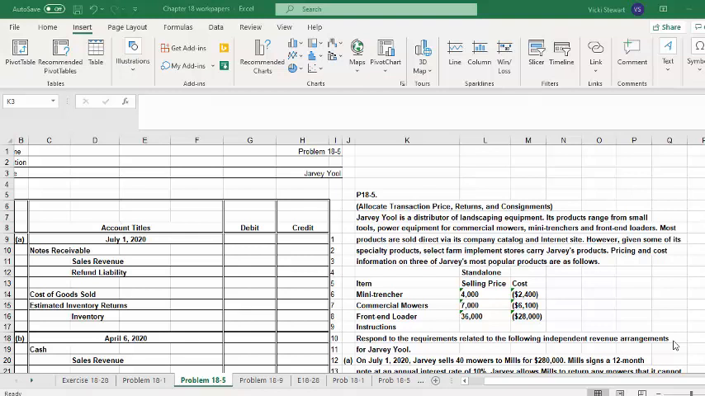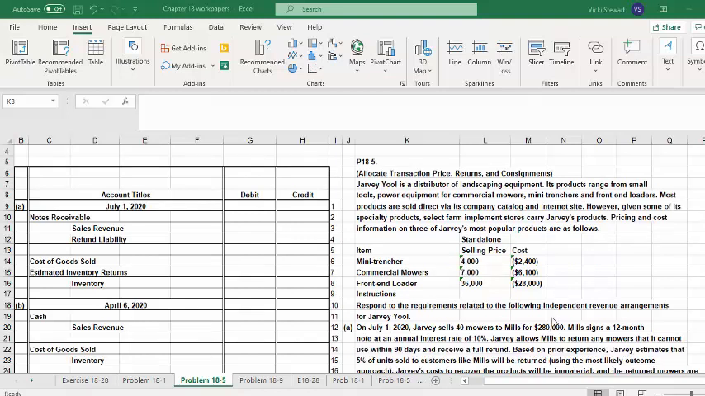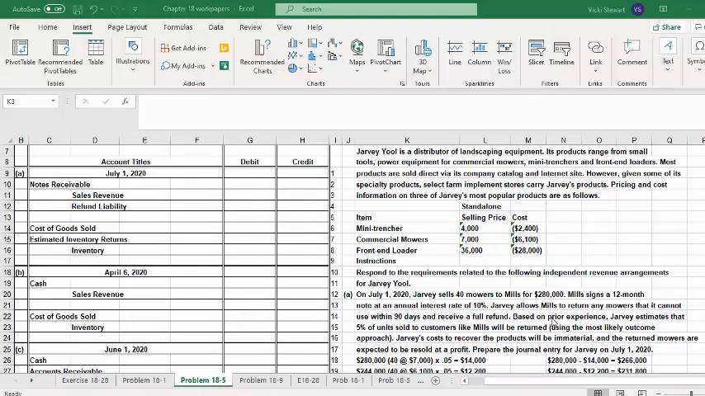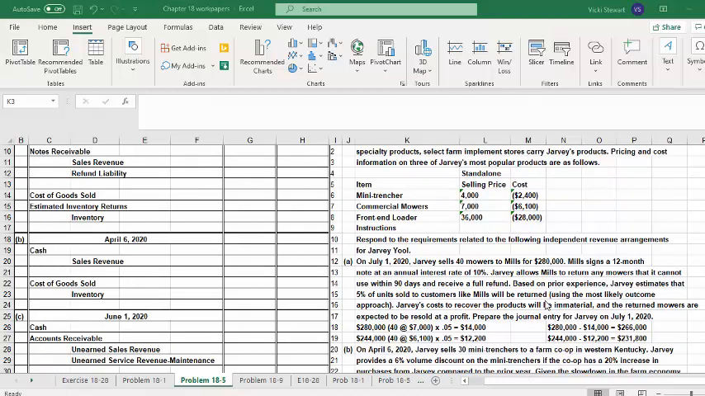Pricing and cost information on three of Jarvie's most popular products are as follows, and the problem gives us three items: the mini trencher, commercial mowers, and front-end loaders, and gives us their standalone retail selling prices and the cost for each one of these items. The instructions state to respond to the requirements related to the following independent revenue arrangements for Jarvie Ewell.